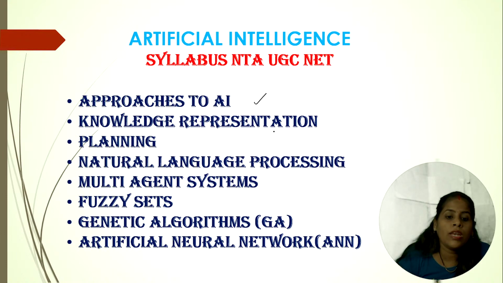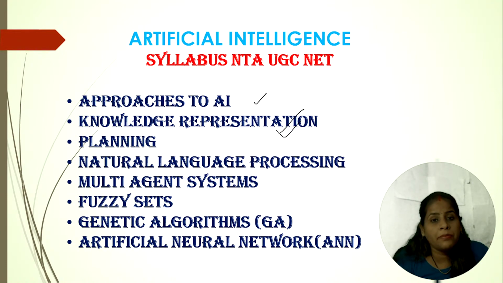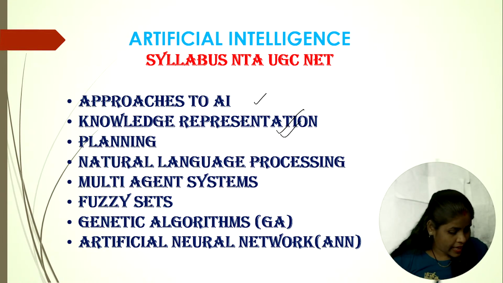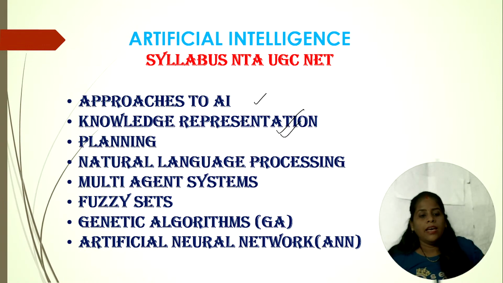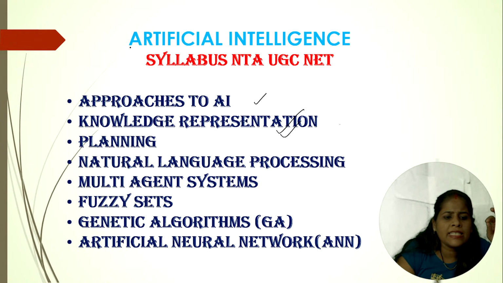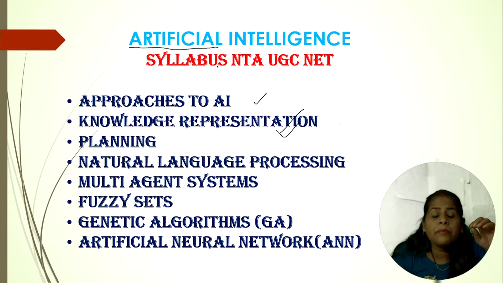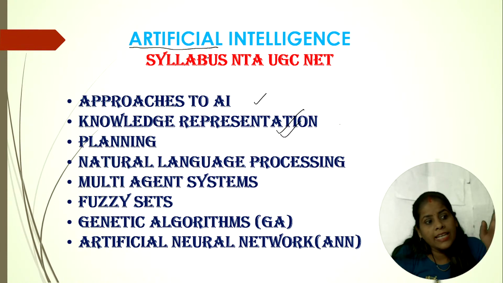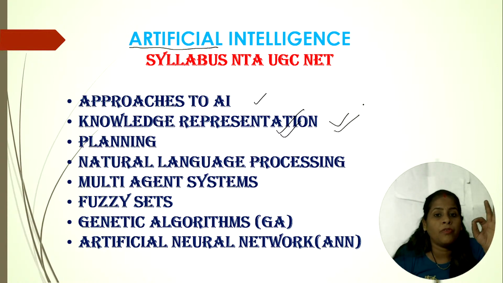Then knowledge representation. What is knowledge representation? As we are doing the representation, just like we are writing here, we are writing artificial. It is a representation of a word, and it represents a particular meaning. Artificial intelligence, we can understand something specific from this word, these spellings. So knowledge representation is also a way of representation, how we are writing, how we are representing the knowledge.